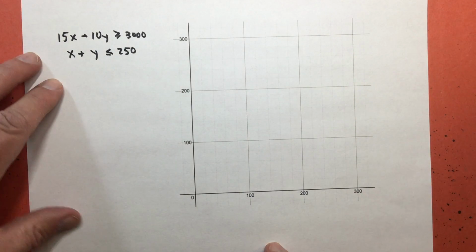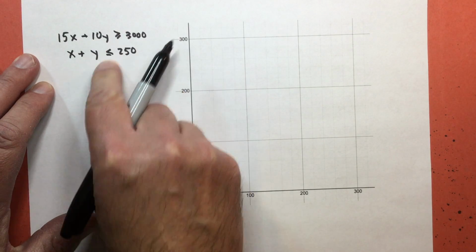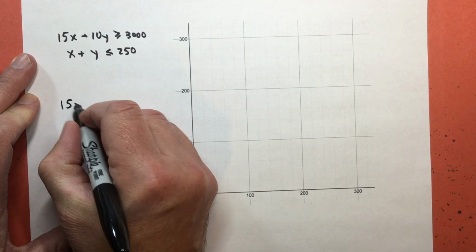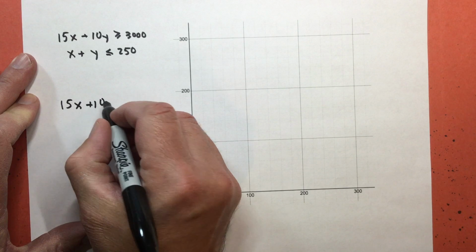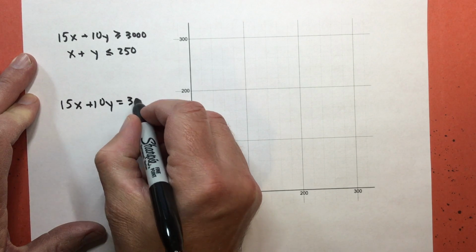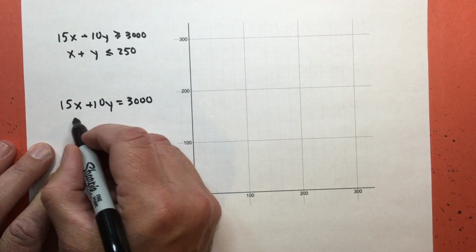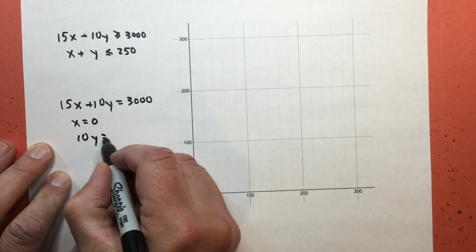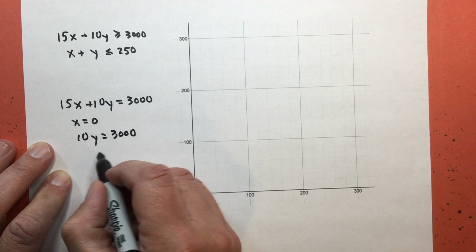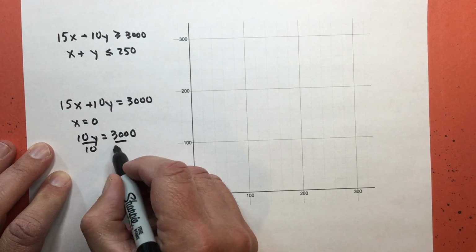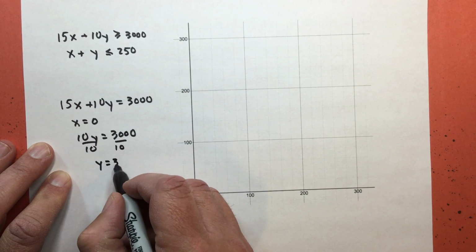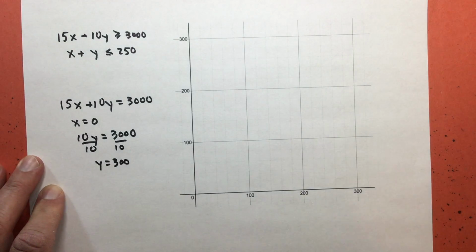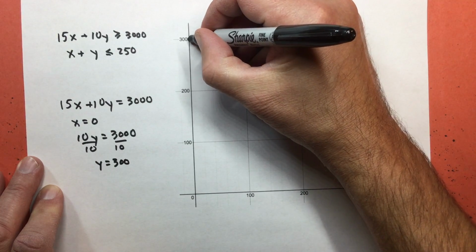All right. So my boundary lines for both of them are going to be solid lines. 15x plus 10y equals 3,000. So if x equals 0, I get 10y equals 3,000. Divide both sides by 10, and y equals 300. That's right there.